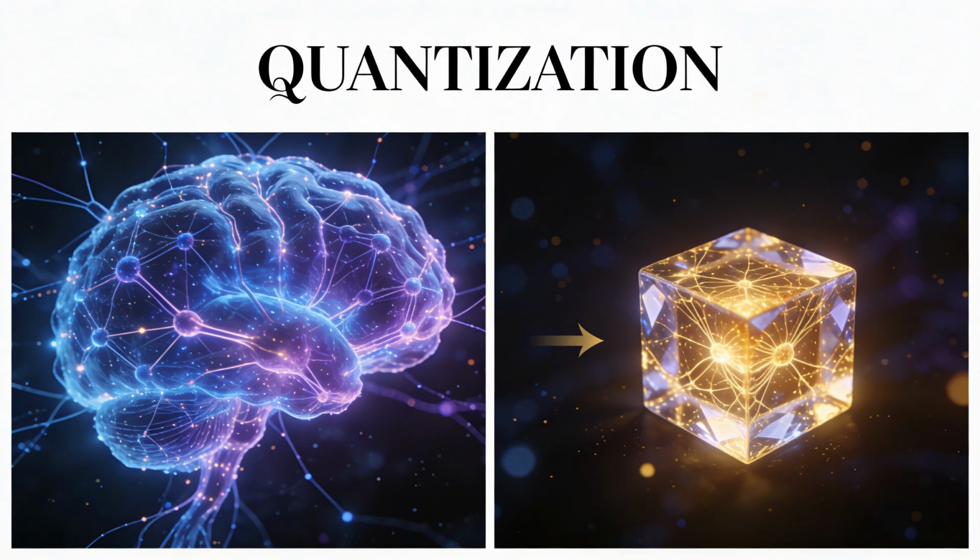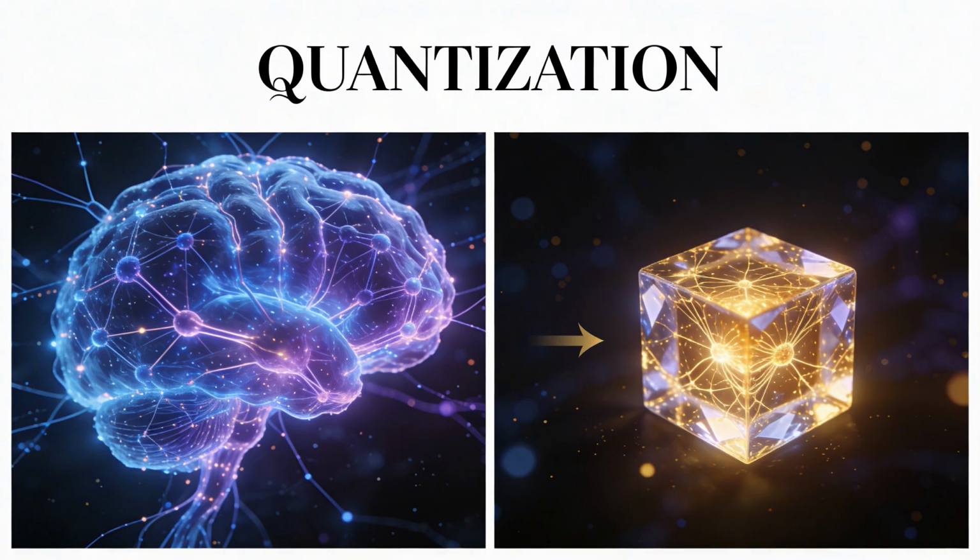Second, GPTQ. This format is optimized specifically for GPU inference. It's the go-to for production serving with frameworks like vLLM. GPTQ gives you the best throughput when you're serving models to many users simultaneously. The downside? It's GPU only, so no CPU fallback.